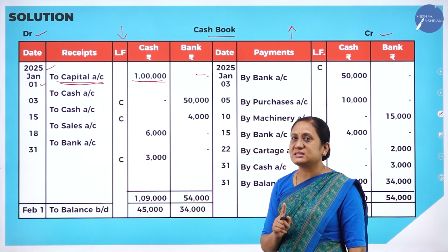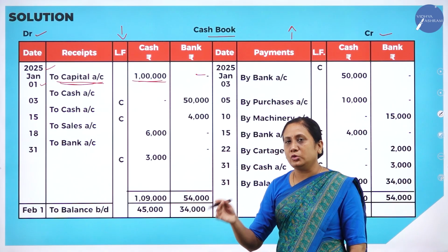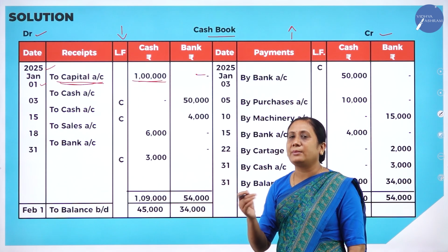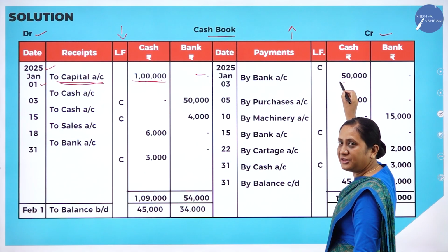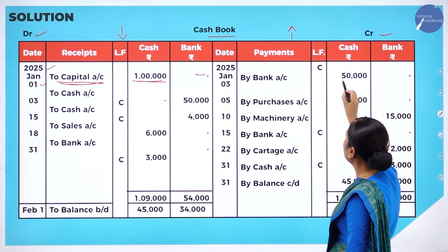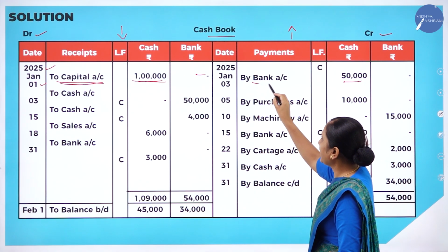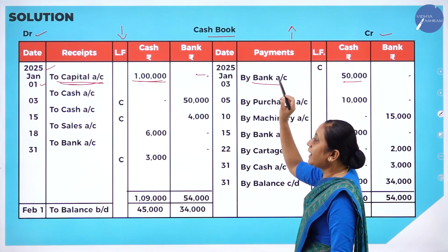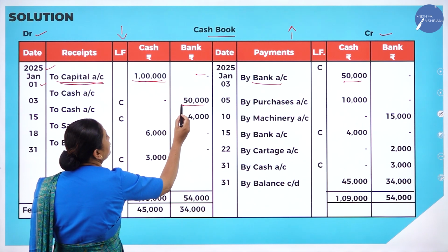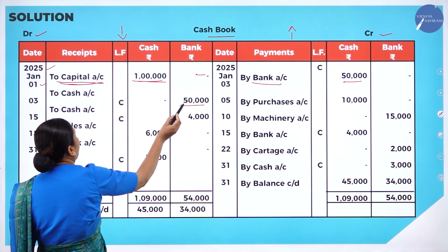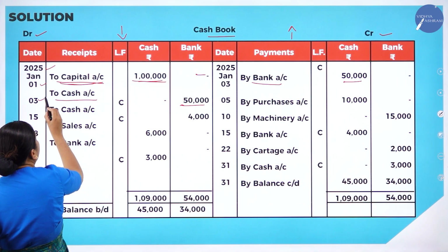For one transaction, we are making 2 entries. Depositing the money into the bank means what? First, the businessman has to withdraw money from the business. That is the entry. 50,000 cash is going out to the bank from the business. And the same 50,000 is deposited into the bank. So 50,000 is coming into the bank. What is coming? Cash is coming into the bank. So 3, to cash account.